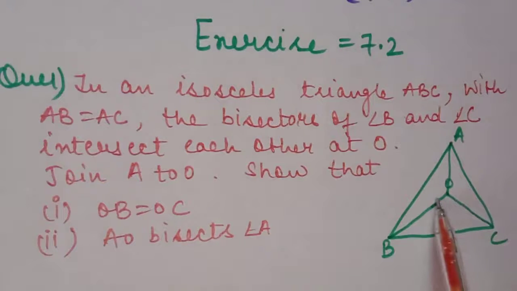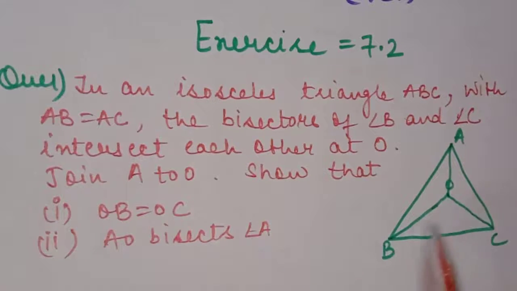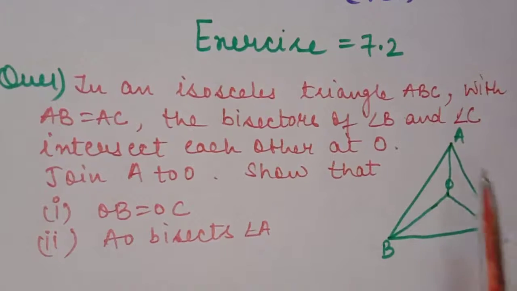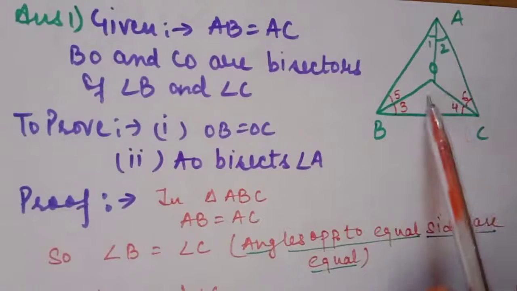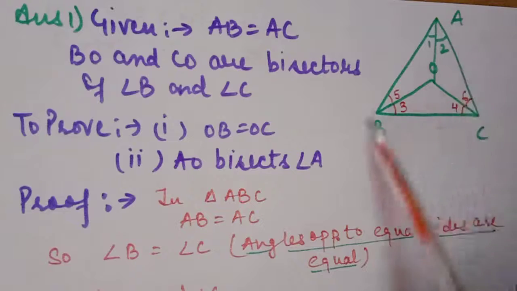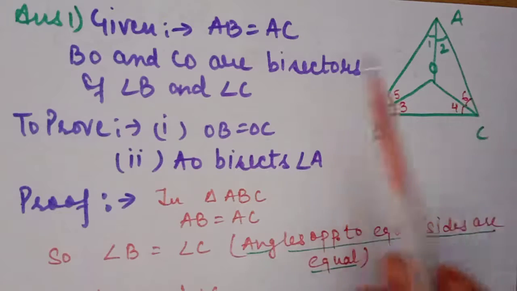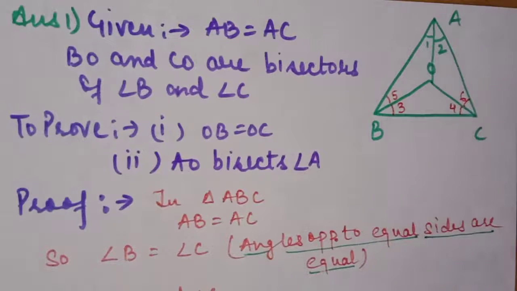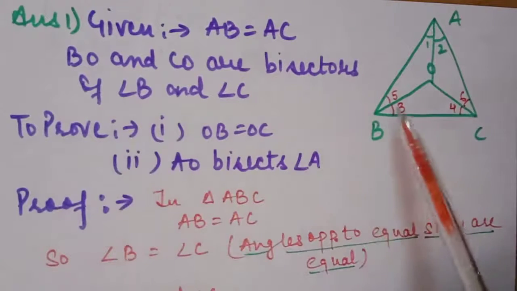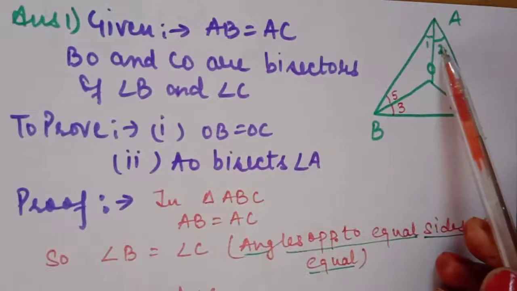So student, in this question, what is given? First of all, AB and AC are equal to each other. These two lines are the bisectors of these two angles. And now we have to prove that these two lines are equal to each other and AO bisects angle A. So the solution is, in triangle ABC, what is given? AB is equal to AC, and BO and CO are the bisectors of angle B and C. And what we have to prove? That BO and CO are equal to each other, and AO bisects angle A.